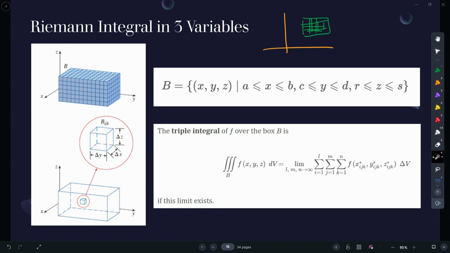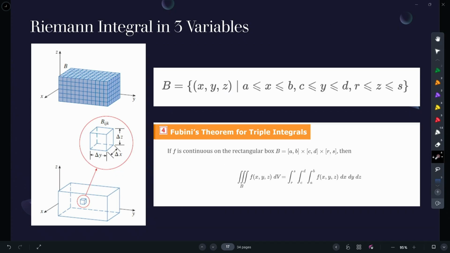And if you have more variables, you can do this with 3, 4, 5, and as many variables as you want. And what Fubini's theorem says in this case is that I can interpret that volume as an iterated integral, where I'm integrating x from a to b, y from c to d, z from r to s, under the condition that f is continuous on that box.